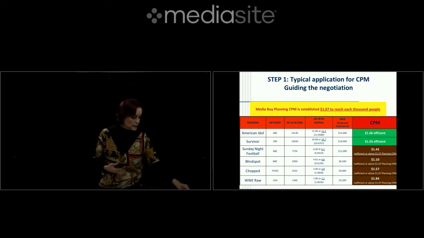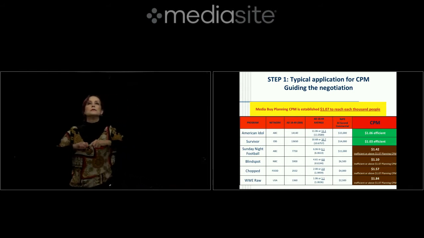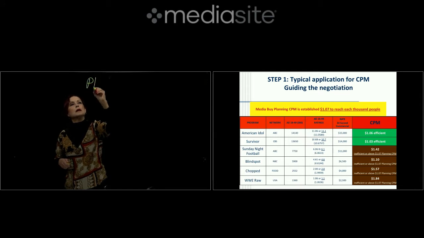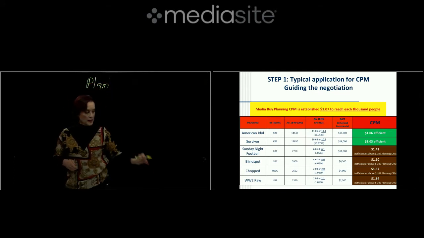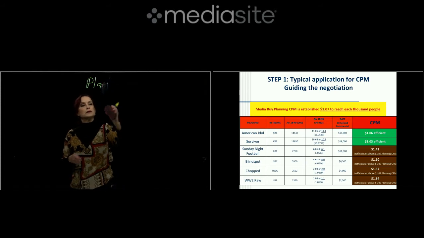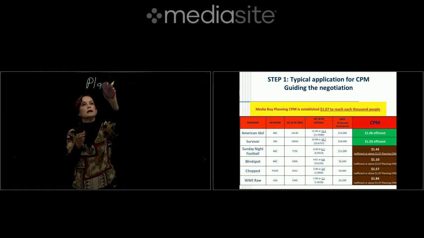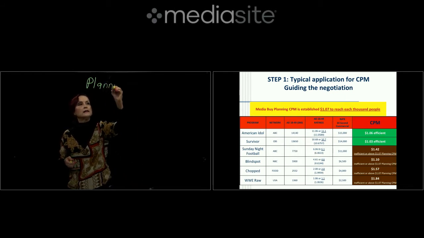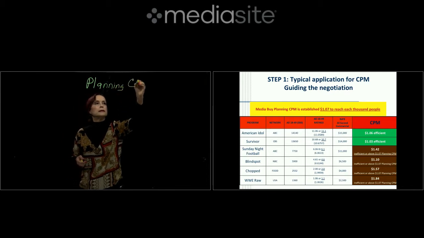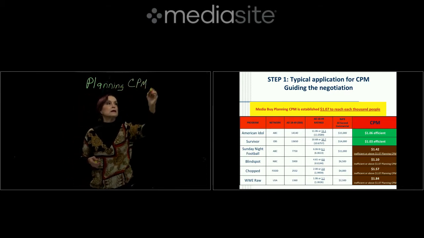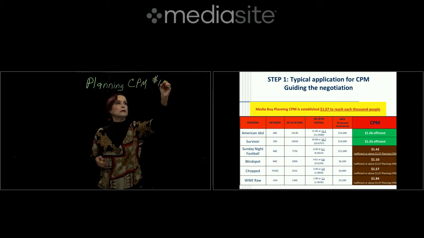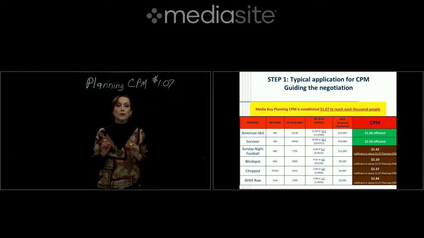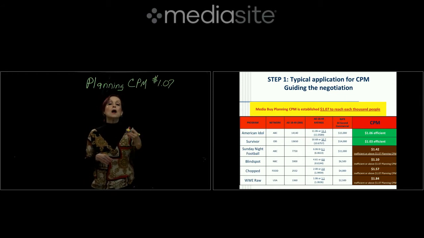So let's say here that the planner, in their conversation with the buyer, decided that for that particular market, the planning CPM is $1.07. So basically what this means is that it's going to take $1.07 per every 1,000 people that you reach in those. You cannot go over that.